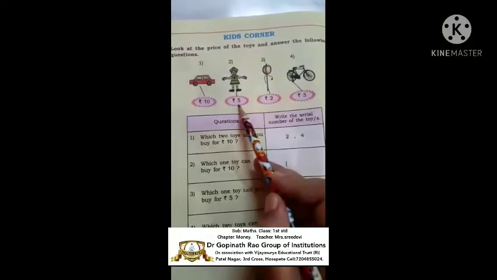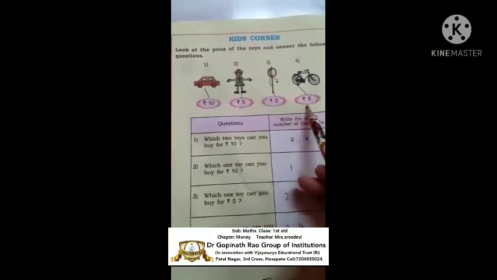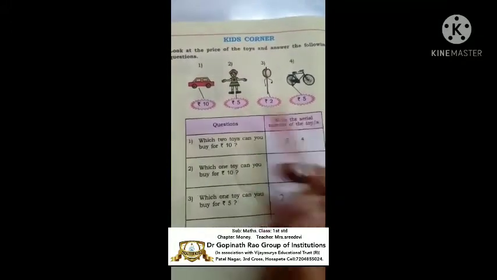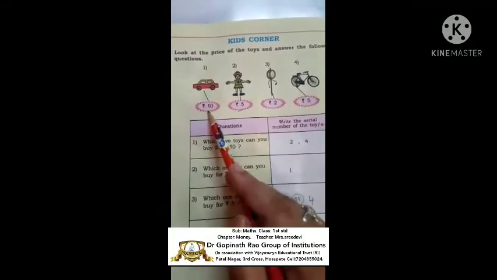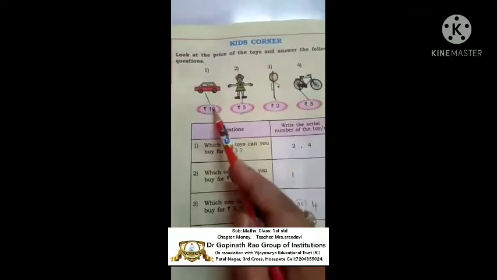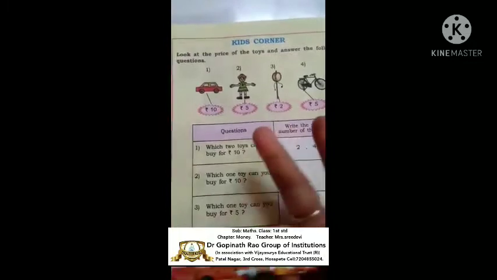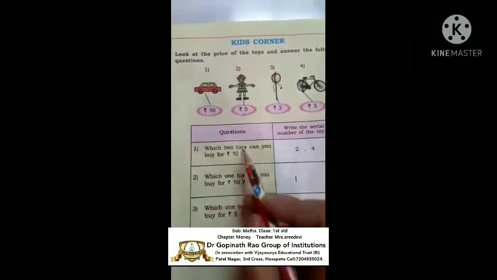See, this is 5 rupees and this is 5 rupees. We can buy two toys, that is number 2 and number 4. If you buy only one car, then that is rupees 10. I have only 10 rupees, but we have two friends. So I have to distribute two toys here.